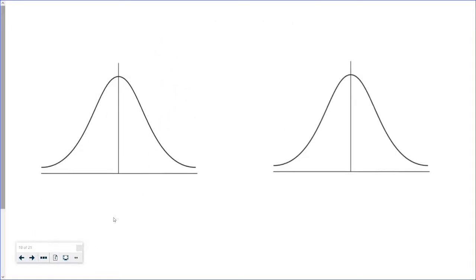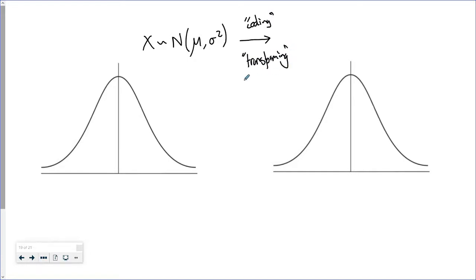The reason we have introduced this is to do something called coding. If you have a normal random variable, say with mean mu and variance sigma squared, you can do something called coding, or another word is transforming, or standardizing. You can do a transformation of X which is going to follow this standard normal distribution. In order to standardize, we take our X variable, take away mu and divide by sigma. This random variable follows a normal distribution with mean 0 and standard deviation 1. That's always true, and we often call this Z because Z means standard normal random variable.